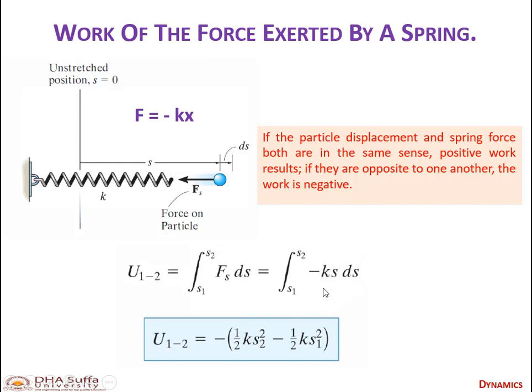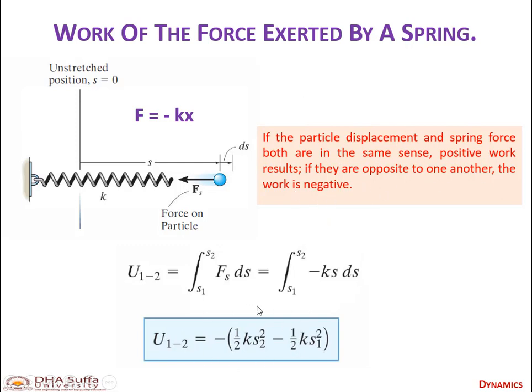Ks is the spring constant and s is the displacement, to find the displacement of the spring which is being reduced, right? And s is the initial value of the displacement, whereas ds is the change of displacement, right? So when you integrate it, the minus sign is there: if the particle displacement and spring force are in the same direction, hence positive work results; if they are opposite to one another, the work is negative.